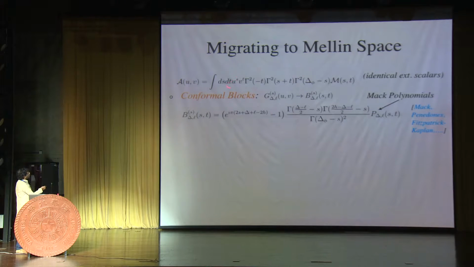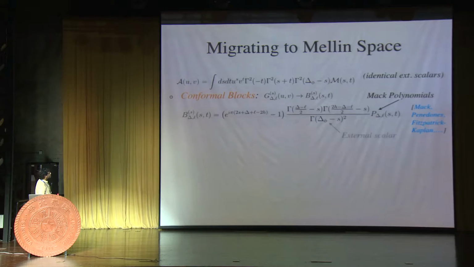It's a Mellin transform in the cross ratios together with some convenient measure factors. The conformal blocks, of course, will translate to something in Mellin space. We'll denote them by B. In fact, these are very explicitly known in the literature. They are built from certain polynomials in the S and T variables, the Mellin variables, of degree L, where L is the spin. There are some bunch of gamma factors.